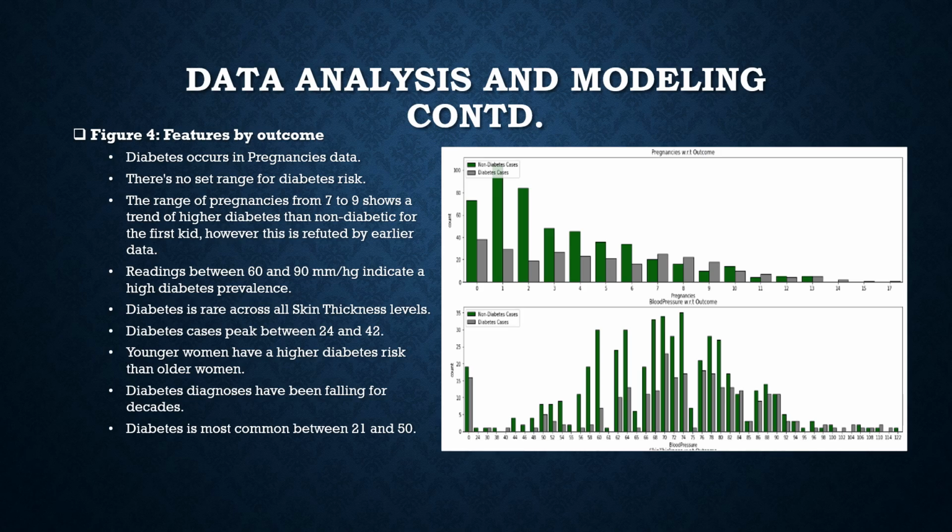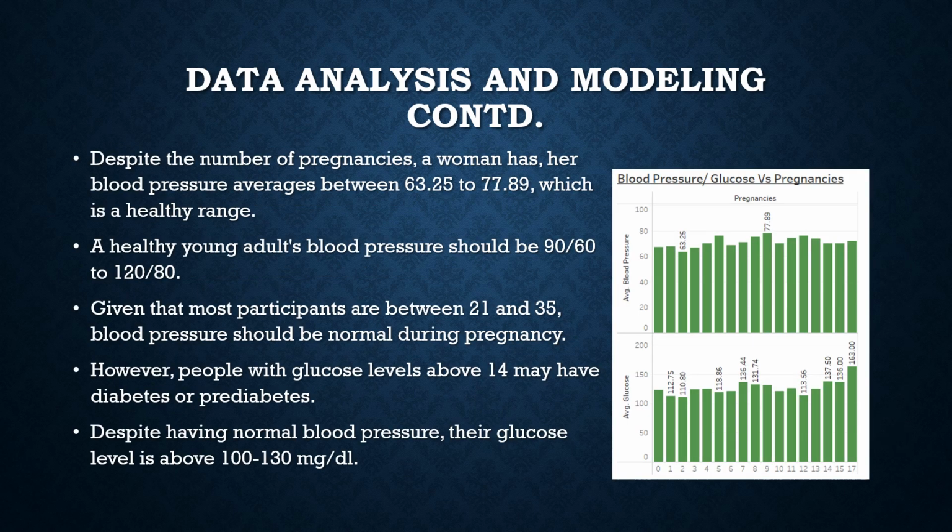Diabetes is most common between 21 and 50. Diabetes diagnoses have been falling for decades. Younger women have a higher diabetic risk than older women. Diabetic cases peak between 24 and 42. Diabetes is rare across all skin thickness levels.